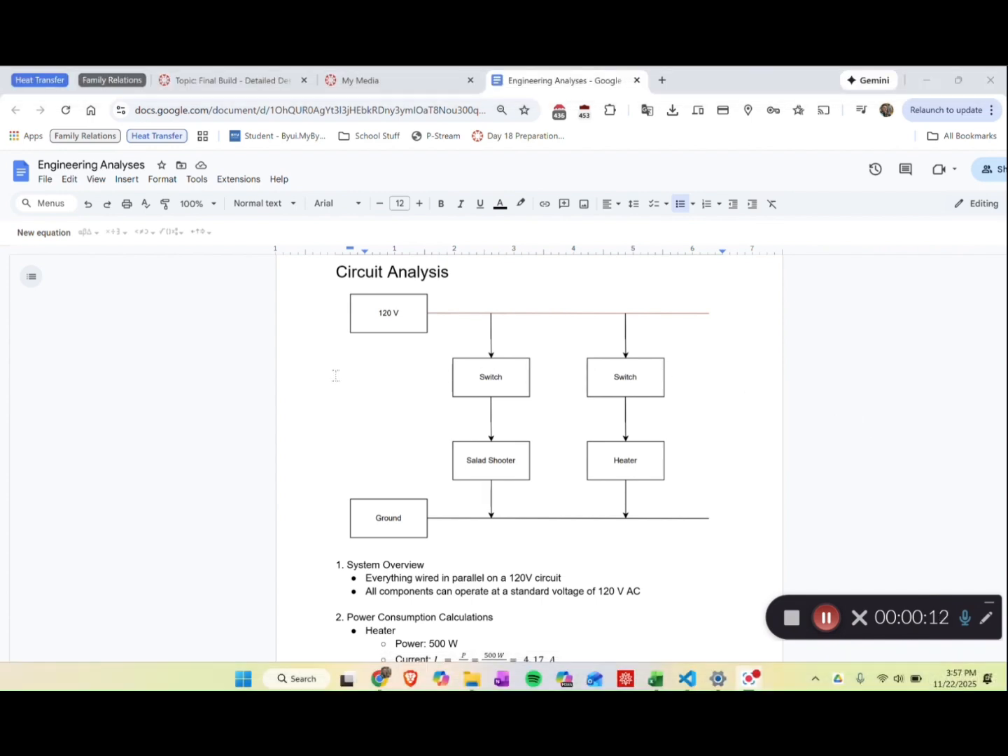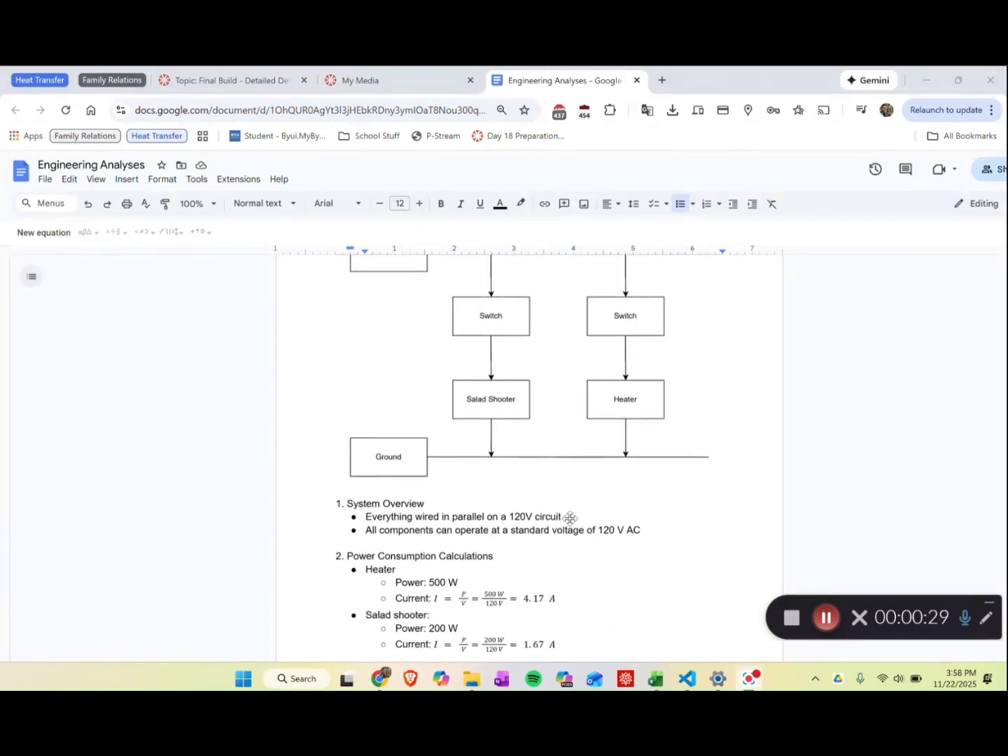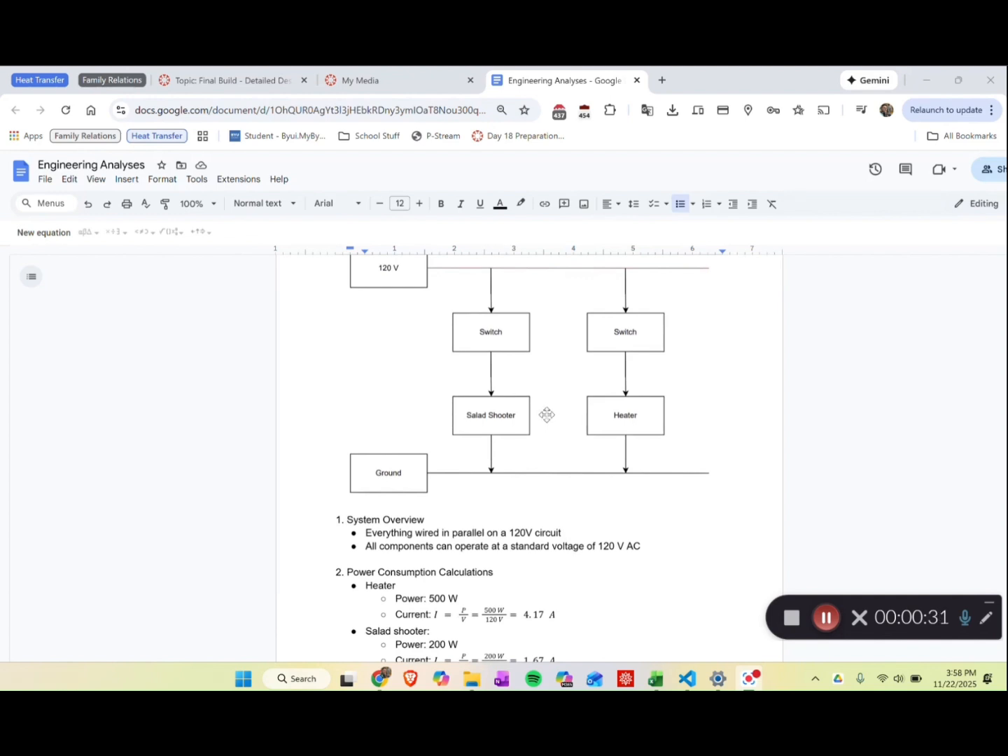Right here, we have our diagram. We've got 120 volts on the wall, and that's going to two switches, one for the heater and one for the salad shooter, and those two will flow to ground. As you can see, they're wired in parallel.